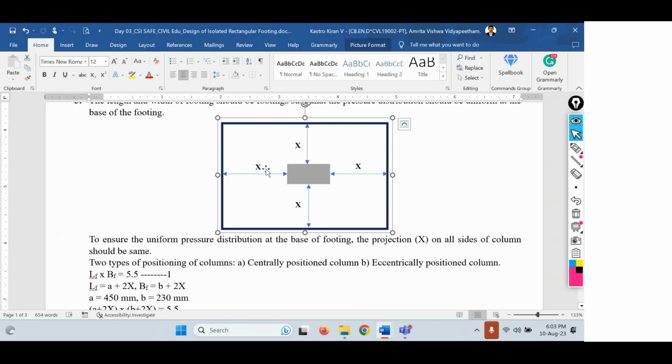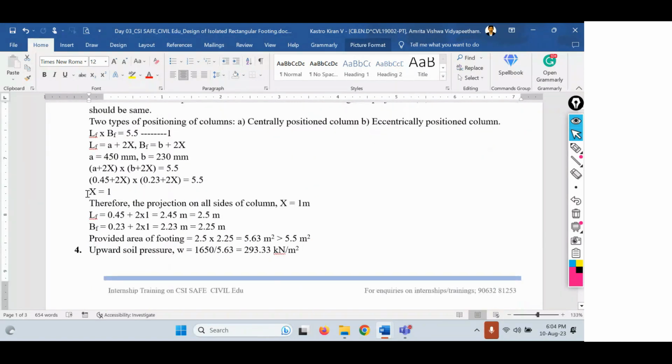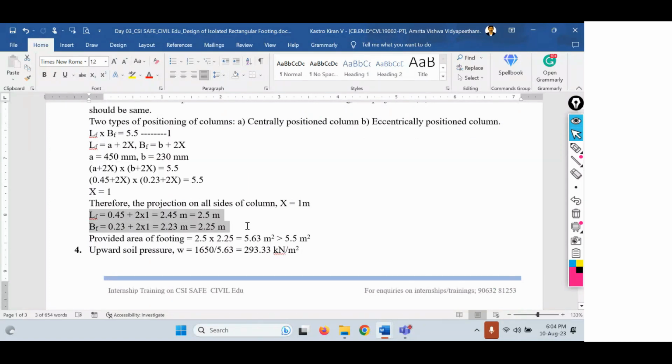So what is this projection length? In order to have uniform pressure distribution, we should maintain a projection length of X along all the four sides of the column, such that even pressure distribution will happen. And also, if settlement by any chance happens, the settlement will also be uniform. That's where we talked about centrally positioned columns and eccentrically positioned columns. Based on the positioning of the column, we determined the value of X, and then based on this factor, we determined the length and the width of the footing.